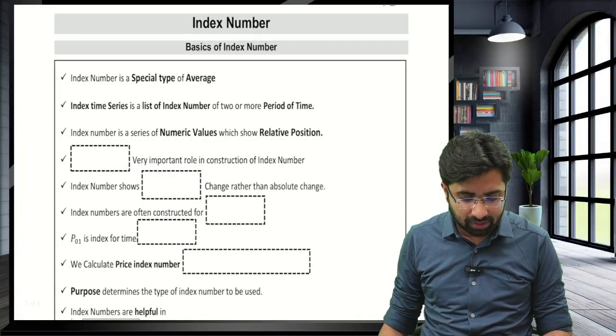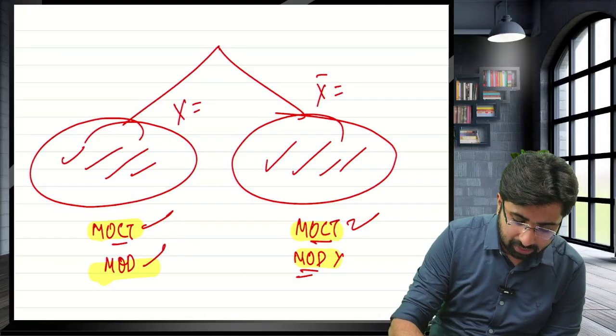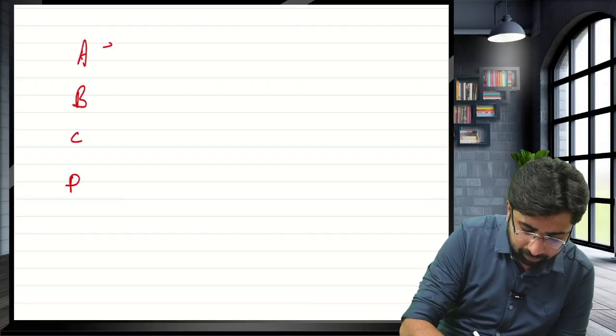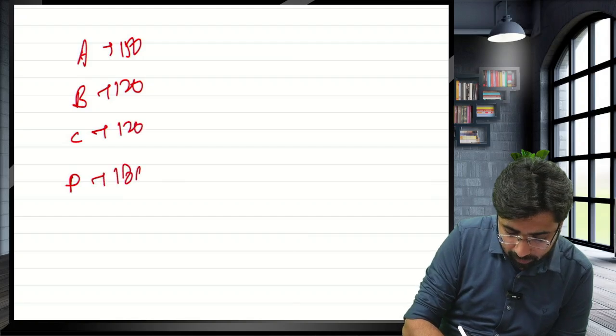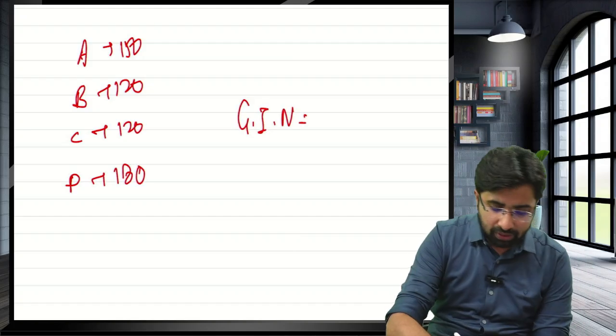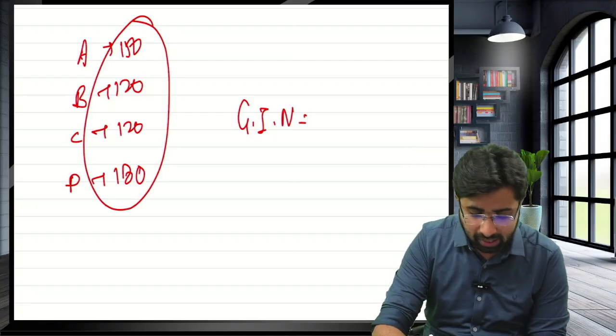Now, index number, guys, see what is index number, how you calculate the general index number. If I give you the index number for product A, product B, product C, product D as 150, 120, 120, 180, and I ask you the general index number, what will you do? You will take the average of it. To calculate the general index number, guys, you will take the average.